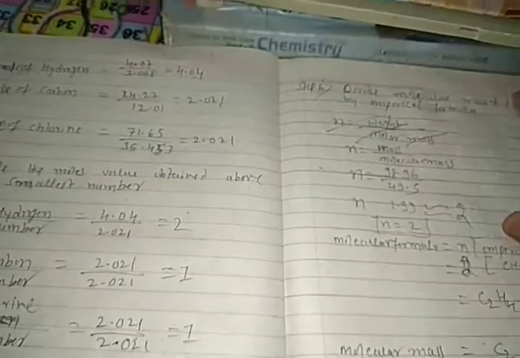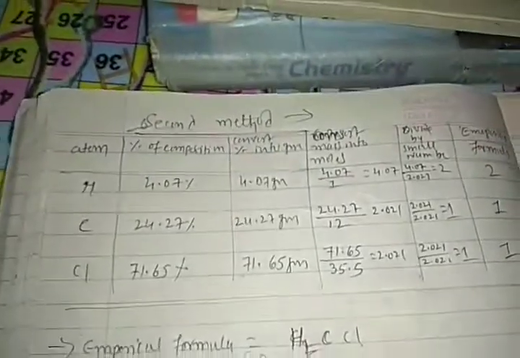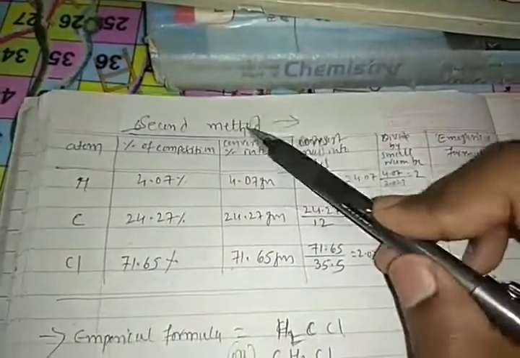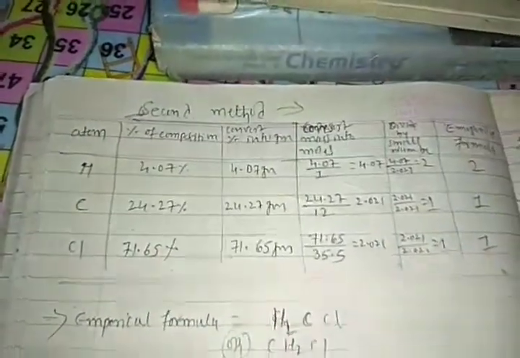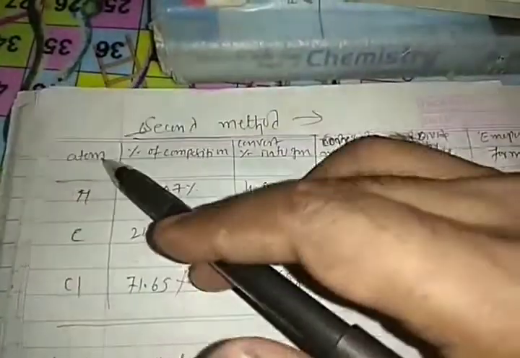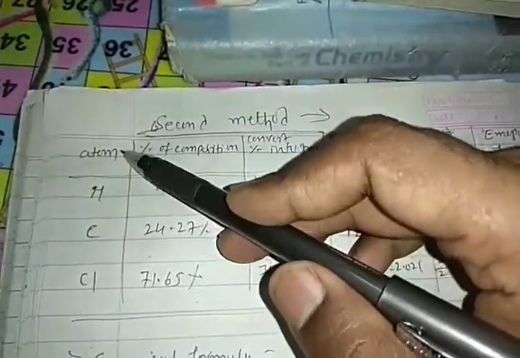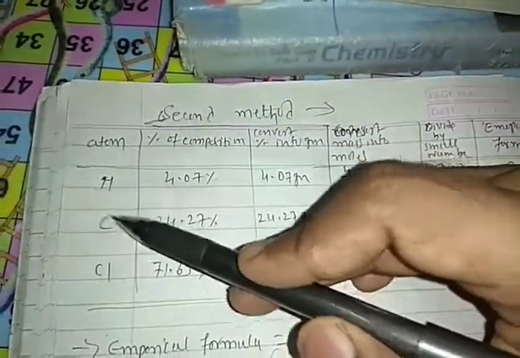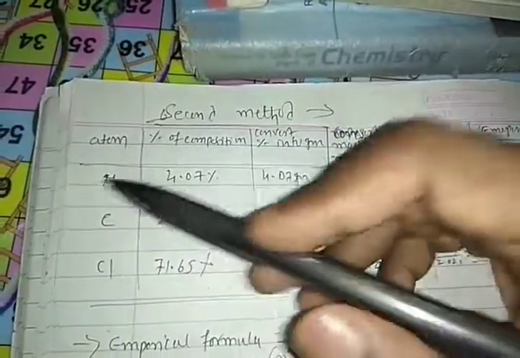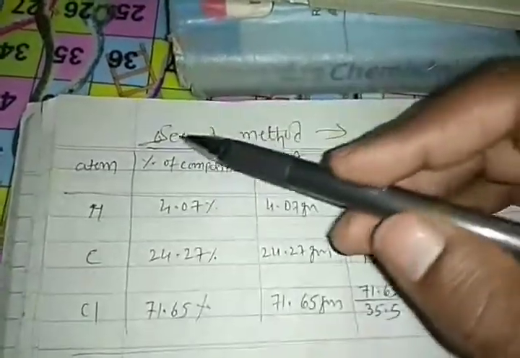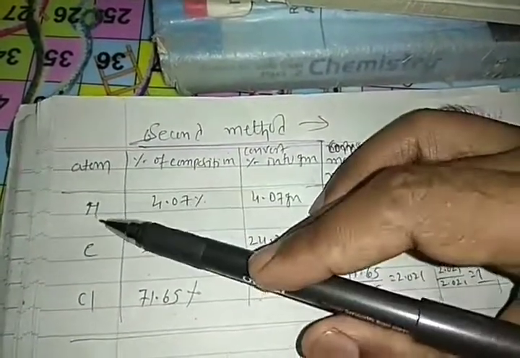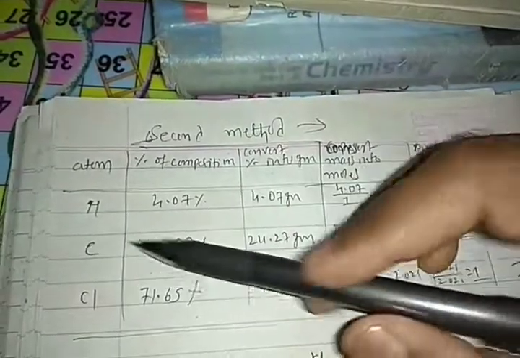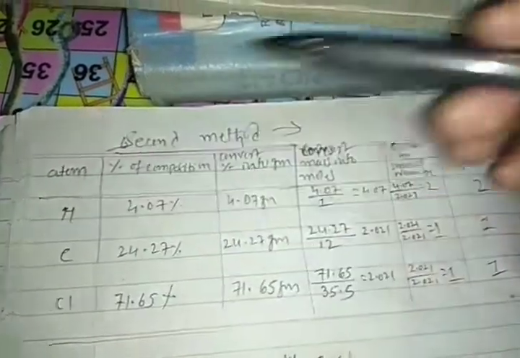Rather than doing all these 5 steps, we can calculate by one more new method. Let's see the second method and how to apply it. Same example we are using, and we solve by the second method. Right, students? So let's see. In which you have to make columns. In the first column we write the atoms, hydrogen, carbon, chlorine, as mentioned in the question. Second column, percentage composition: 4.07% of hydrogen, 24.27% of carbon, 17.65% of chlorine.